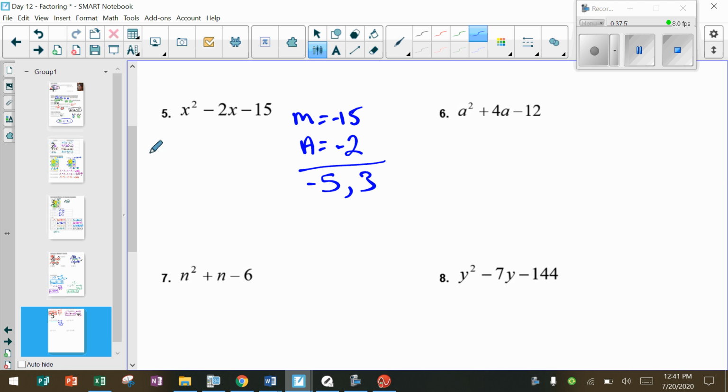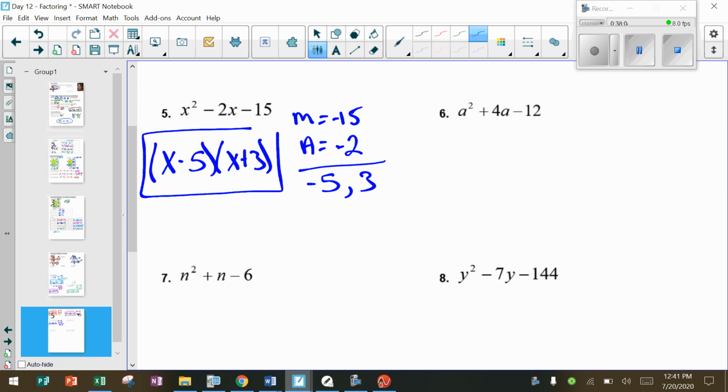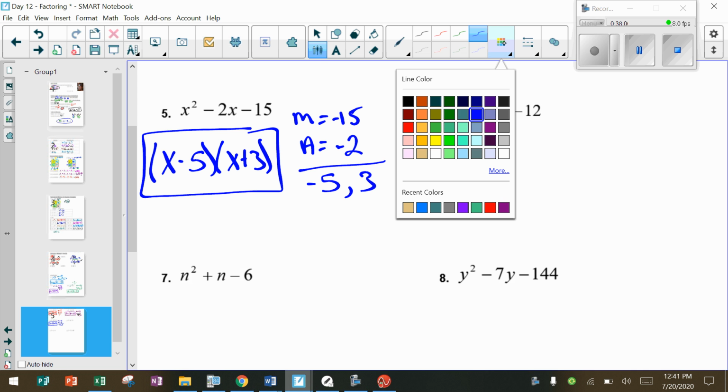And we can get the same values from the calculator. But once we know those numbers, then we have our factors. And then we're good to go and move on to the next question.